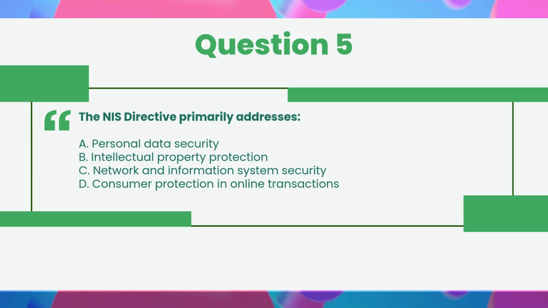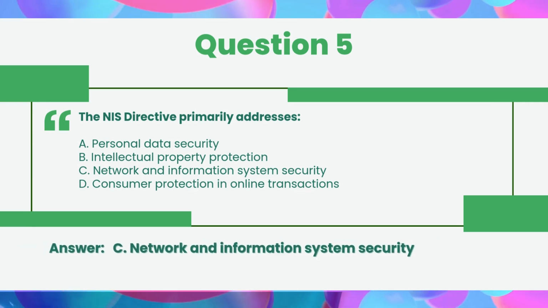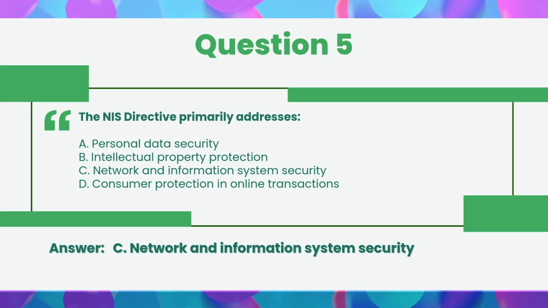The answer is C. Network and information system security. This is because the NIS Directive focuses on improving the cybersecurity and resilience of network and information systems within the EU, separate from personal data protection.